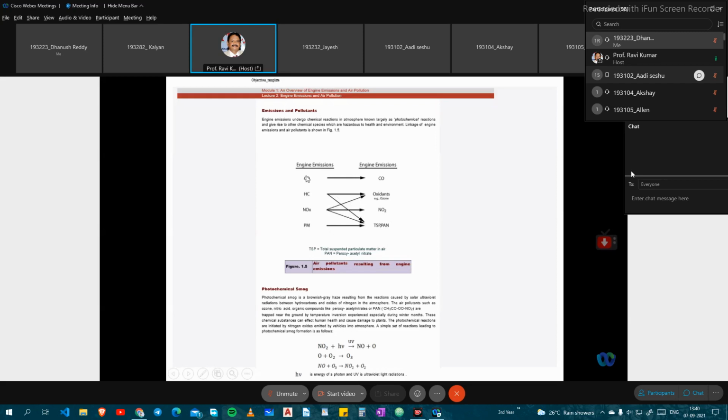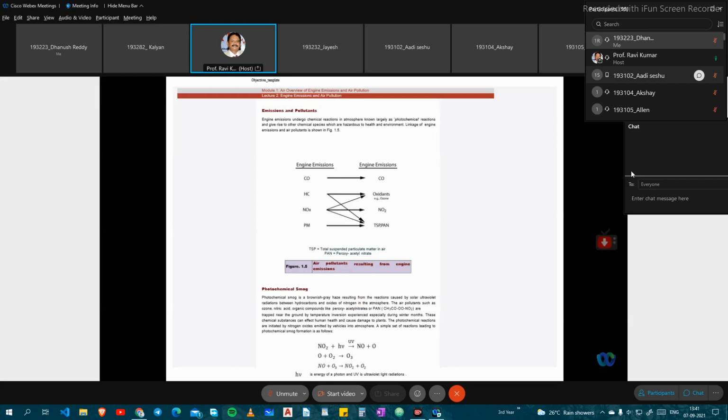CO of the engine comes out as CO only, and we are inhaling the CO as it is, but HC will be reacting with the outside environment, the outside temperature, air and air pollutants. If you go in detail, photochemical smog is a brownish gray haze resulting from the reactions caused by solar ultraviolet radiation between the hydrocarbons and oxides of nitrogen in the atmosphere.